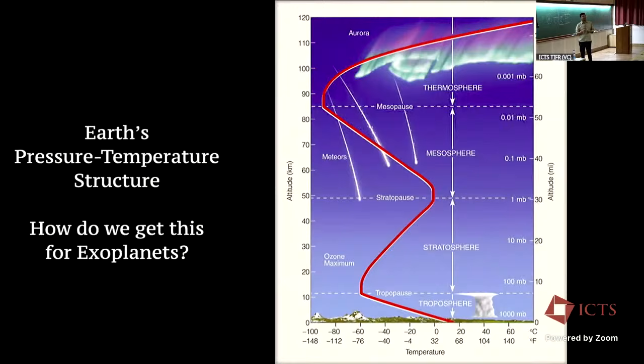So, a known pressure temperature structure. But for exoplanets, that's the problem. We don't know anything. For Earth, if you see the pressure temperature structure, it starts at 300 Kelvin. Imagine if we use this for a hot Jupiter, we'll be totally wrong.